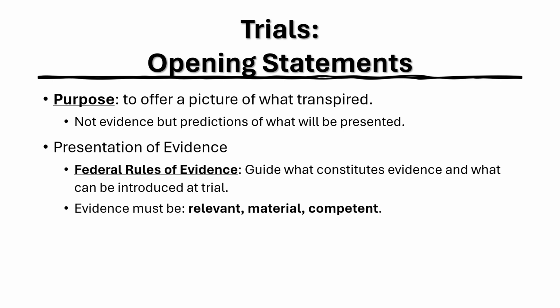So there are federal rules of evidence. You can't just bring in everything. There are guidelines that are set up as to what evidence can go into what type of trial, and that is known as the federal rules of evidence. This guides what constitutes evidence and what can be introduced at trial. And the thing that you really have to remember is evidence has to be three things. It has to be relevant, it has to be material, and it has to be competent.